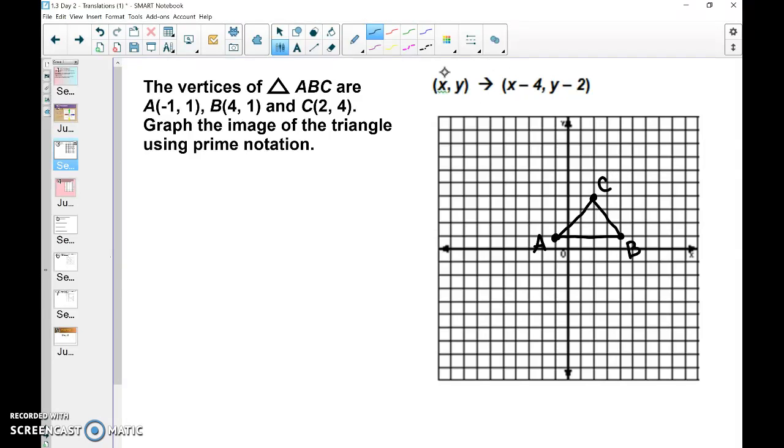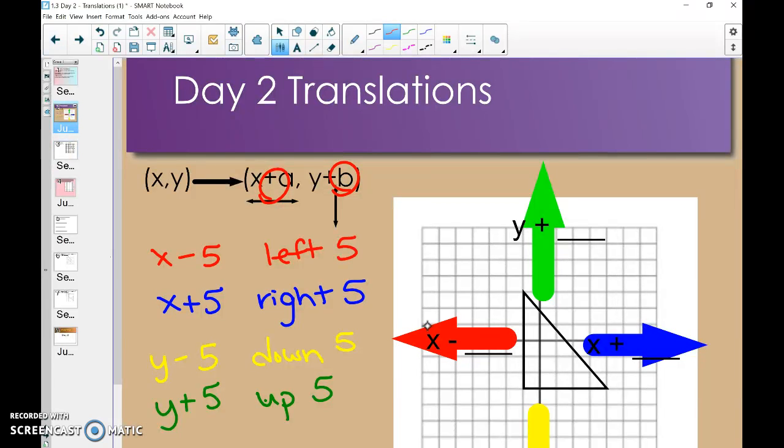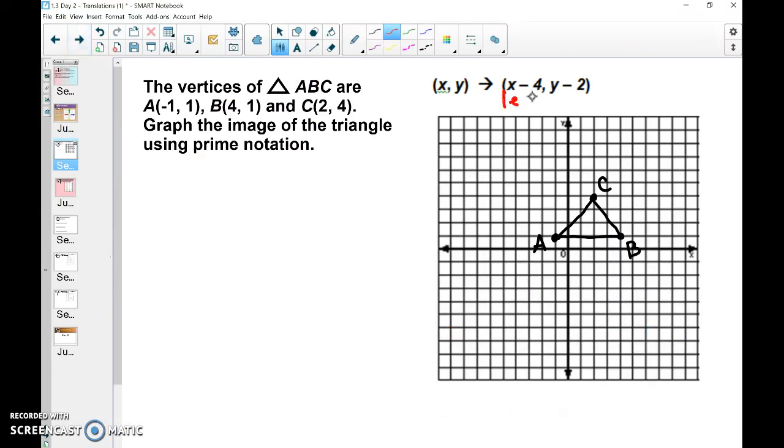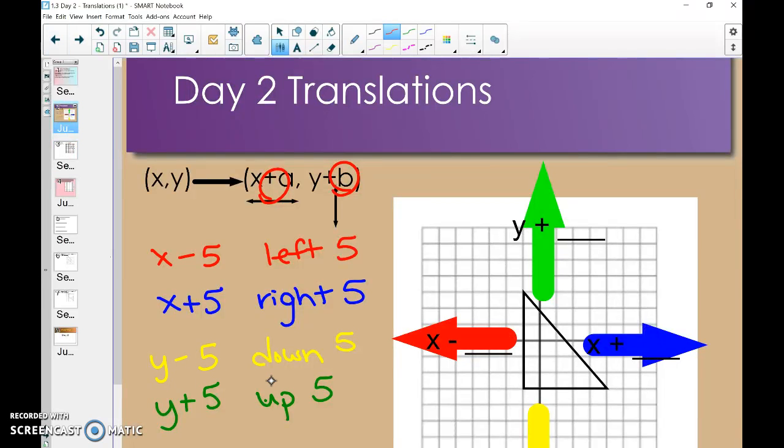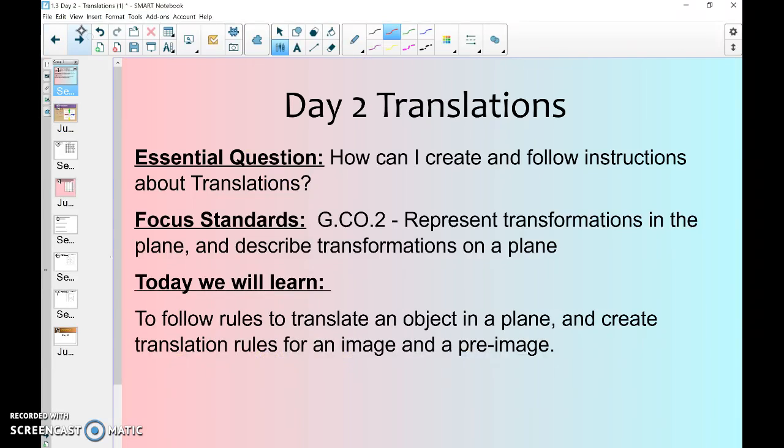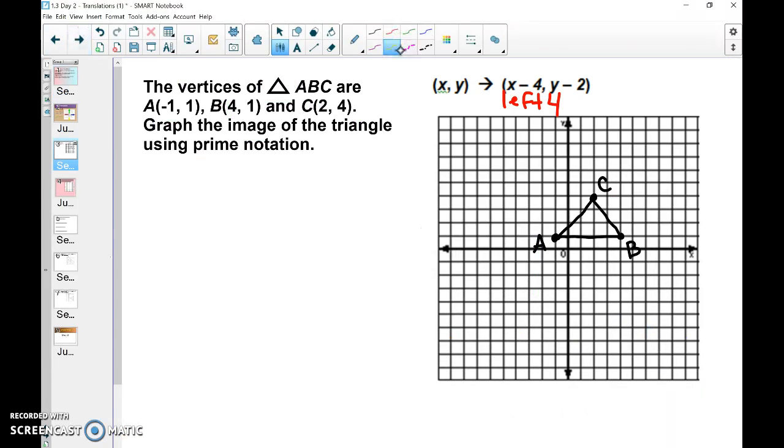Now, if I look at my rule up here, that's going to tell me how I need to move this triangle. And remember, when I move it, I have to use the prime symbols. So if I look at my rule here, I've got x minus 4. Now look back at your key at the top of your page. If I have x minus something, that means I'm moving to the left. So that really means left 4. And y minus 2, if I go back to my key, y minus anything means that I'm moving the shape down. Oops, wrong way. So this really means that it's down 2. And I know you can't really see that, but just realize that it's there.